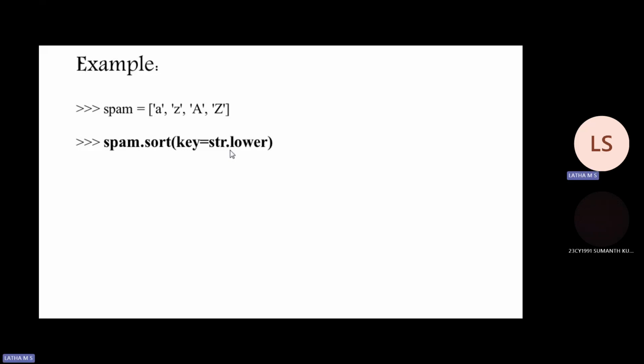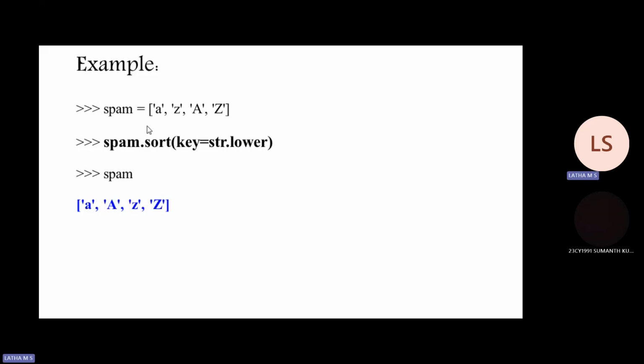Try this. Before executing this answer, I will not use this keyword as key is equal to string dot lower. I just enter span is equal to AZ, capital AZ and span sort. I'll give span sort. What is the answer you get? First caps and then small. What is happening here?